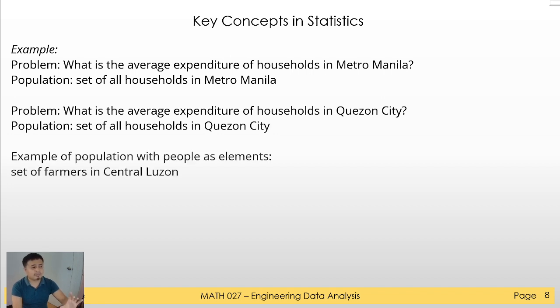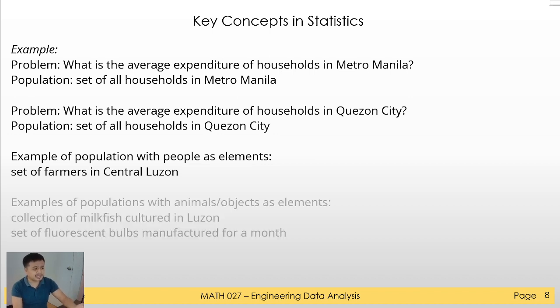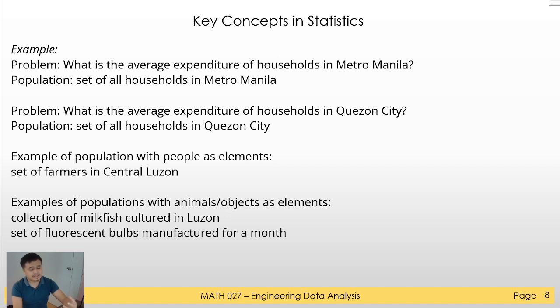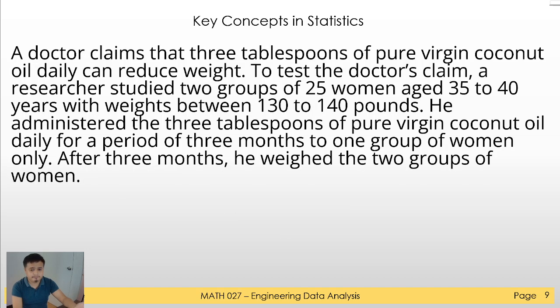So this population, even though we associate it with people, is not just for people. It could also be for different types of people, such as farmers. So an example of this is the set of farmers in Central Zone, or possibly animals or objects. So an example of fish is the milkfish, or how many milkfish are cultured in Luzon, or the set of fluorescent bulbs manufactured for a month. Also, it is not limited to people, it could be animals and objects.